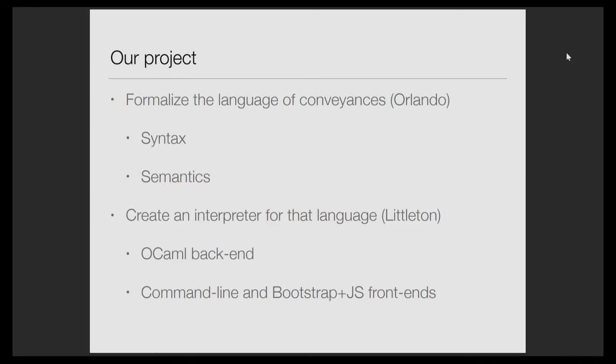So our work is twofold. First, we formalized as much as we could of this language of conveyances. We call that Orlando, after Sir Orlando Bridgman, one of the great lawyers who drafted some of the most famous conveyances people read about in their textbooks. So we'll talk about its syntax and its semantics. We also simultaneously built an interpreter for that language. We call it Littleton, after the author of one of the most famous treatises on this system of laws. We did OCaml for the back end, and then wired that up to a command line and web-based interfaces.